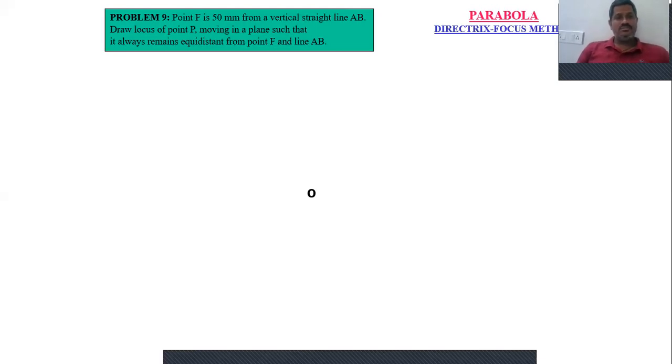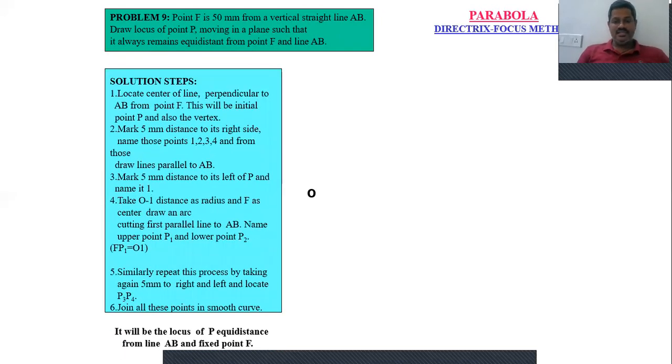I read out the problem. Point F is 50 mm from a vertical straight line. It is a directrix. Draw the locus of point P. That means our fixed point is at a distance of 50 mm from the vertical line, and point P moves in a plane such that it always remains equidistant from point F and line AB. Now let us see how we construct that.